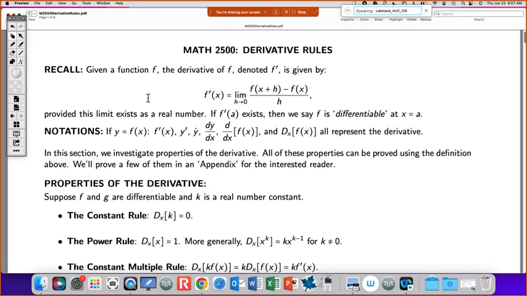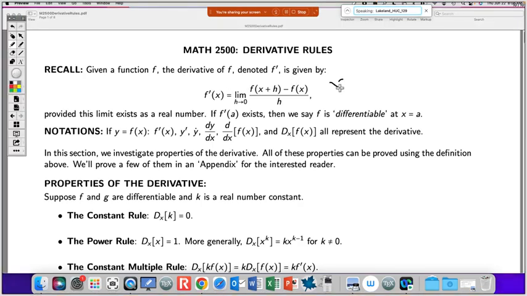So, speaking of derivative rules, let's talk about derivative rules. At the top of the page here, we summarize some things. Here's the definition of derivative. If the derivative exists, we say the function is differentiable. Here's something new: some different notations.